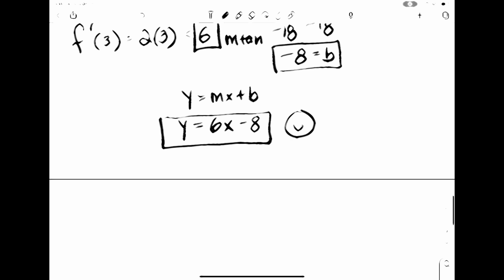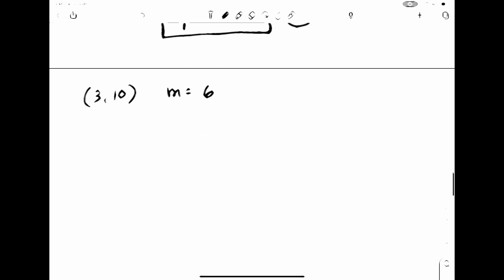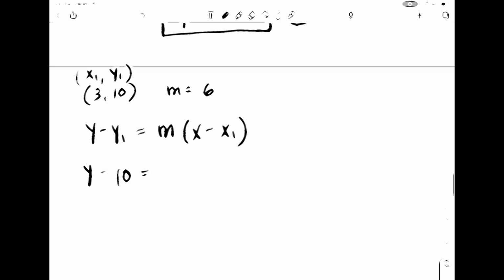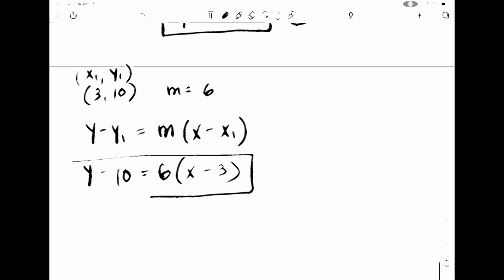Don't like that? You have the point 3, 10 and a slope of 6. You could also go to point-slope form, which is y minus y1 equals m times x minus x1. In this case, you have to understand that the point you found will now be designated x1, y1. So y minus 10 equals 6 times x minus 3. Also a fine answer. I actually prefer the y equals mx plus b slope-intercept form because it allows you to check your preconceived notions about the line.